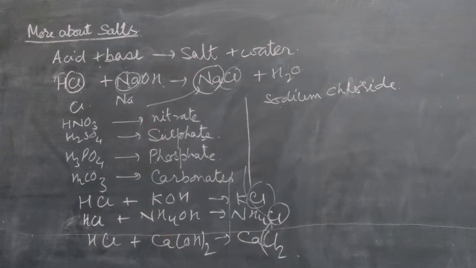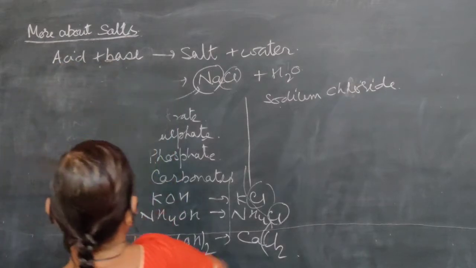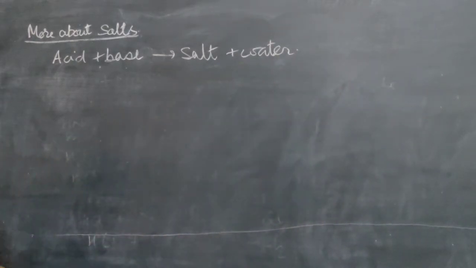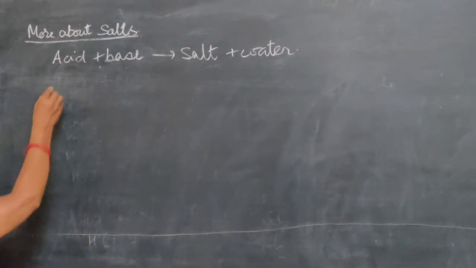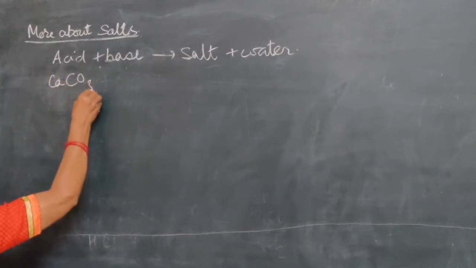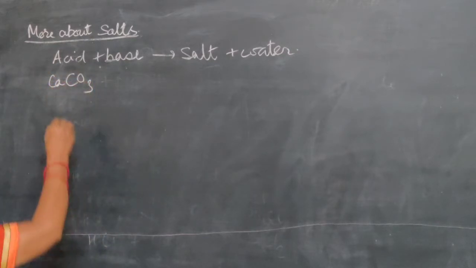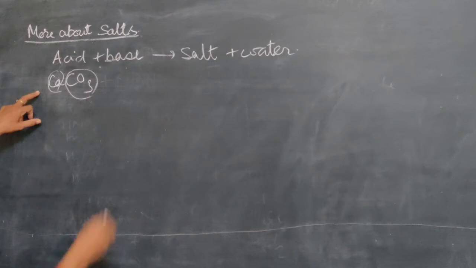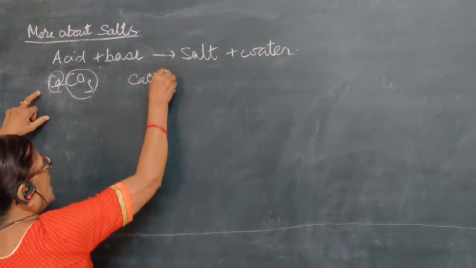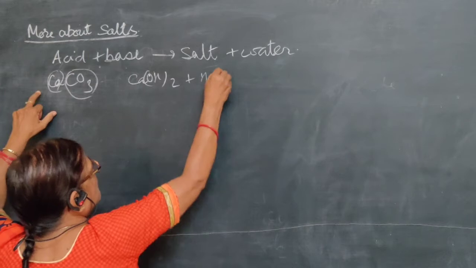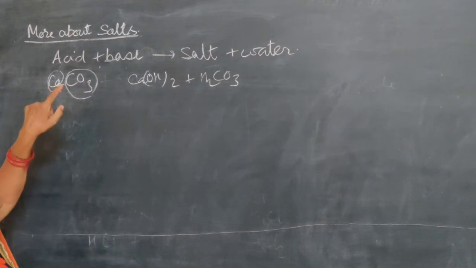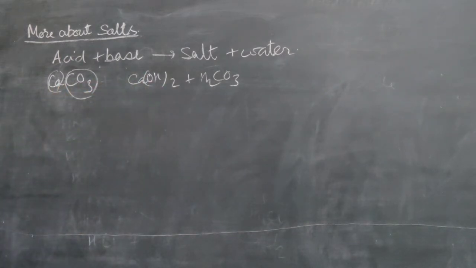So you have to write here the names of some acids and bases. When the name of the salt is given, which is one question given in your book, you have to identify from which acid and base it is formed. Suppose it is given calcium carbonate. Now this calcium carbonate has this part from the base and this part from the acid. The base will be calcium hydroxide, and the acid will be carbonic acid.